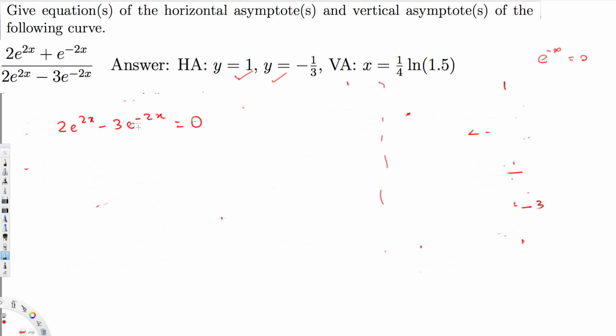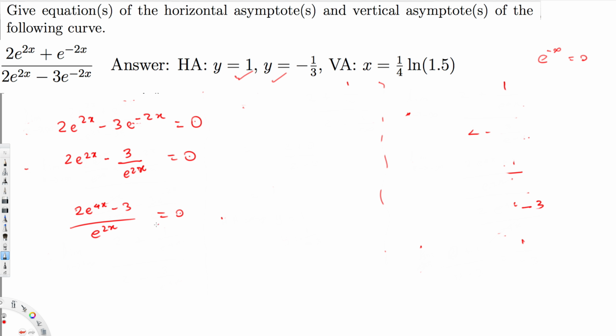Then what I can do is write this as 2e^(2x) minus 3 over e^(2x). That's what it means, e^(-2x) means 1 over e^(2x). Now I can take e^(2x) as the common denominator. If I take this, I have to multiply the first term by e^(2x), and it will become e^(4x). Therefore, (2e^(4x) minus 3) over e^(2x) equals 0.